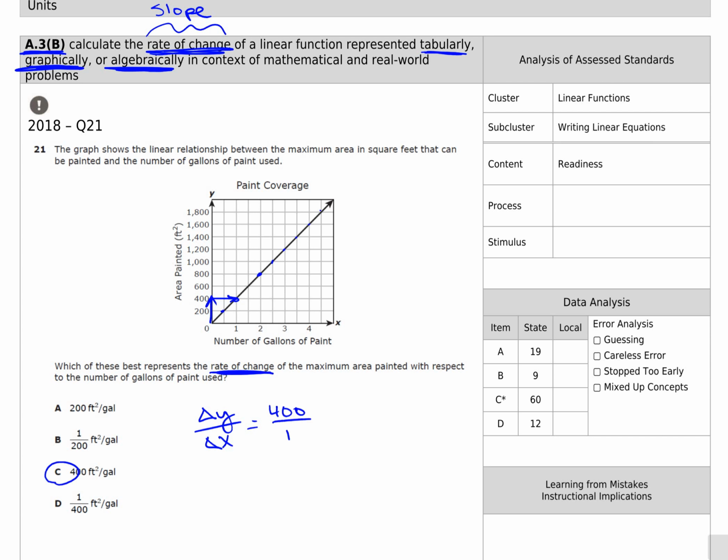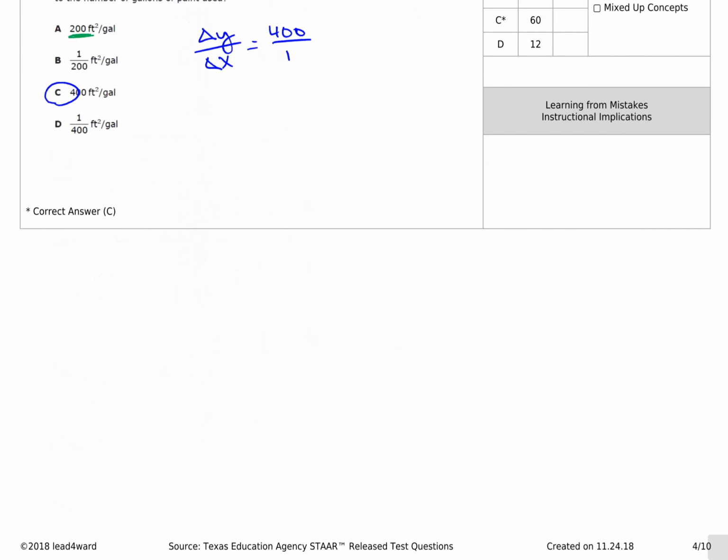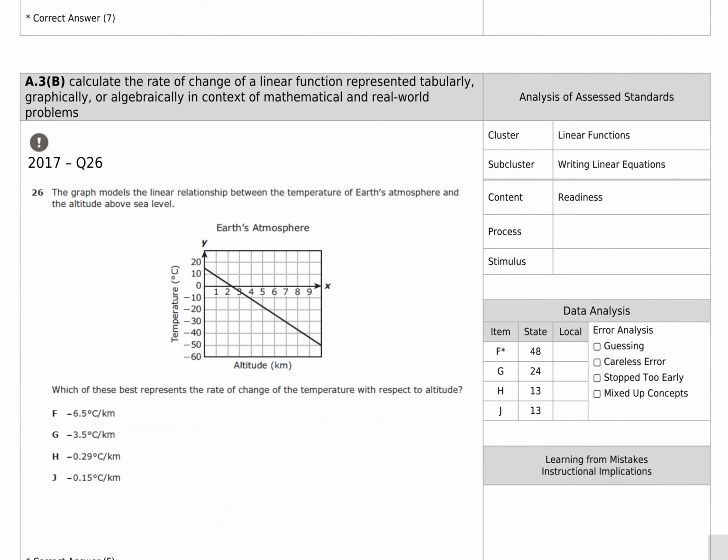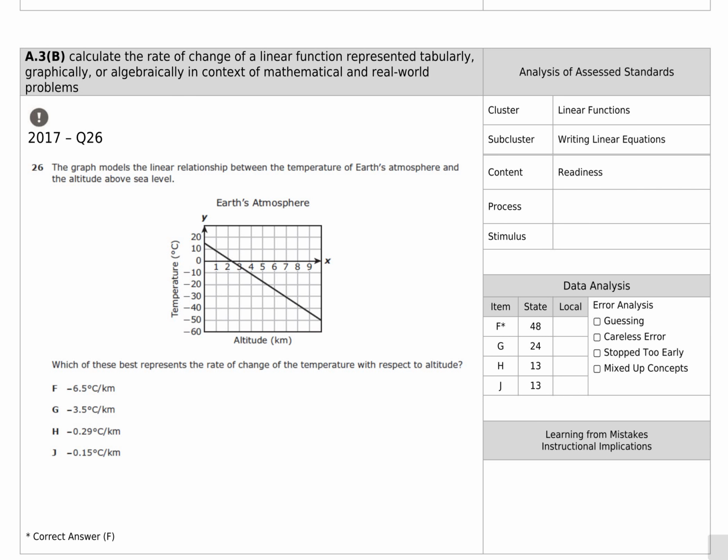Now, one of the answers that students typically give is the answer A, because they're looking at the squares and they think, oh, it went up 1 over 1, and this one was up 200 over 1, but we didn't make it all the way over to 1. Here's 1. So that's why the answer choice A is a distractor answer. All right, let's cover another graph problem.